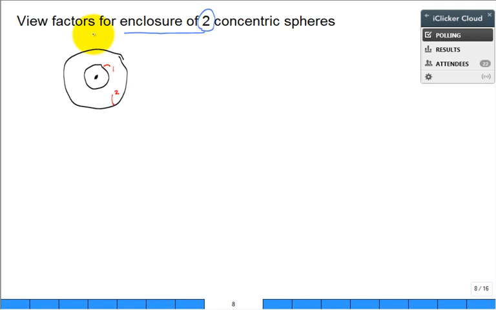Calculate the view factors for the enclosure. You're going to be asked to calculate from 1 to 1, what is that view factor? Also 1 to 2, what's that view factor? Then the view factor 2 to 1 and the view factor 2 to 2. For a two-surface enclosure, there's really 4 view factors you can calculate. What are the methods we're going to use to calculate these view factors?